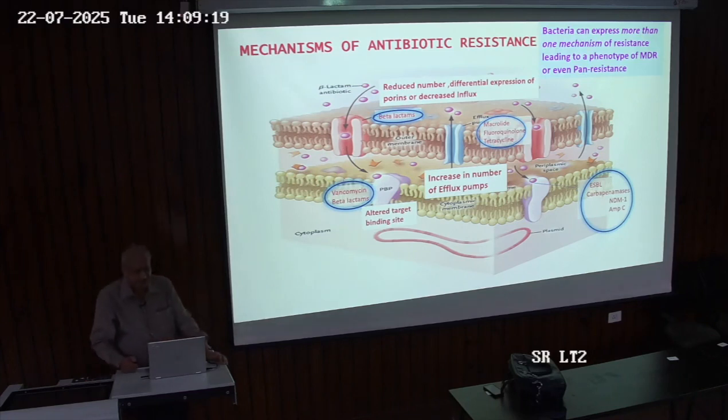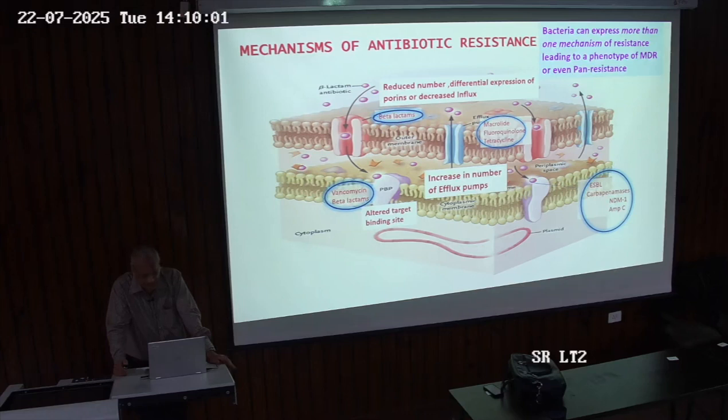Another important mechanism is that these bacteria have developed efflux mechanisms in which they throw the antibiotic out of their cell membrane. So there is an increase in the number of efflux pumps they have developed. The examples here are macrolides like azithromycin, fluoroquinolones or tetracyclines. Whereas beta-lactam antibiotics have developed resistance because of the porin differentiation or entry channels of the bacteria.